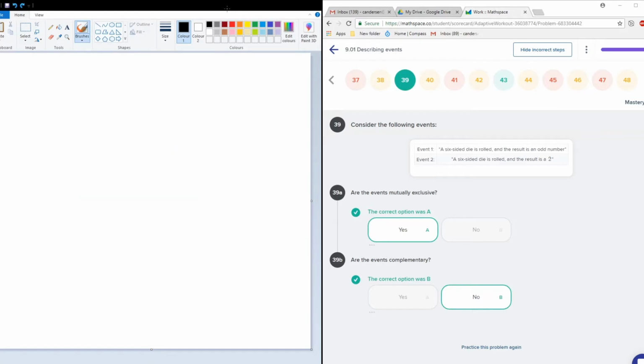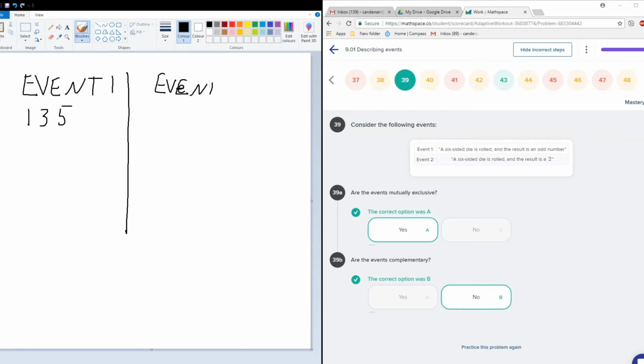So, if I was to roll a dice, so event number 1, event 1, is we roll an odd number. So how many odd numbers are there on a 6-sided dice? There's 1, 3, 5. And event number 2 is rolling a 2. Now the first thing we need to ask is, can these happen at the same time?